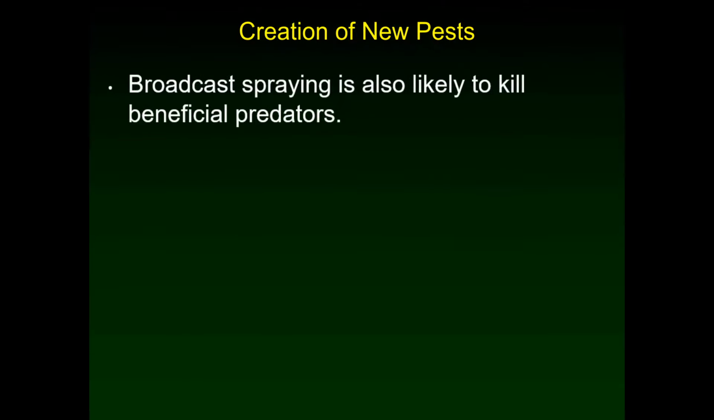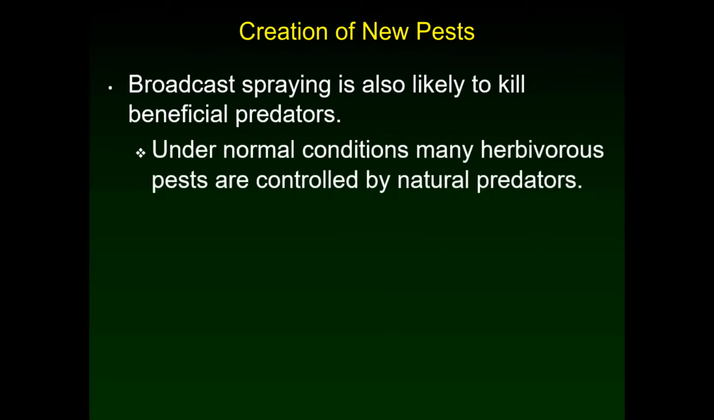Creation of new pests. Broadcast spraying is also likely to kill beneficial predators. Remember, there are natural biological controls that exist for these species, and you want to reduce the amount of pests while keeping the amount of predators. So there's kind of this two-pronged approach at controlling pests on agricultural fields. Under normal conditions, many herbivorous pests are controlled by natural predators, maybe not to the extent that we would like, but there is a level of control in there.